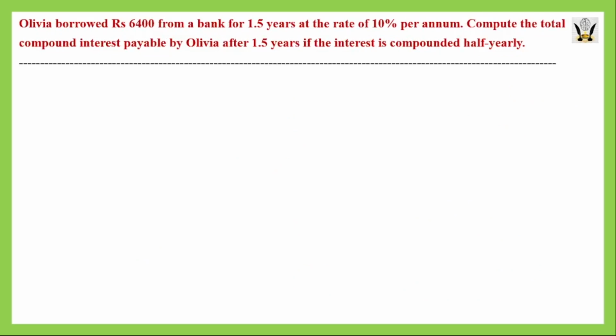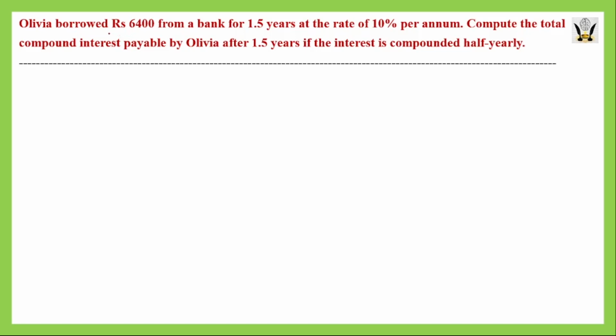Now the next problem sum says Olivia borrowed rupees 6,400 from a bank for 1.5 years, meaning 1 year and 6 months, at the rate of 10% per annum. Compute the total compound interest payable by Olivia after 1.5 years if the interest is compounded half yearly. Again, to solve this type of problem, we have a formula available, though it will take more time, but we will simplify in detail only. But in our following classes, we will be simplifying this type of problem sum by using their corresponding formula. So what information is given?